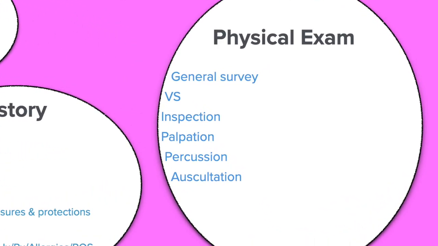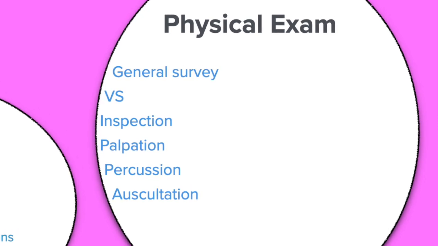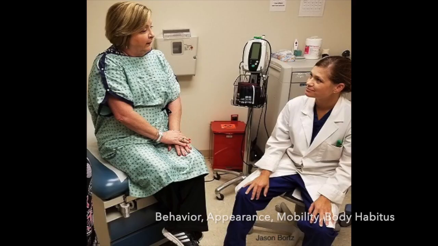Let's move on to the physical exam. At the beginning of your physical exam, do a good general survey. What does this person look like and how do they seem? Think of the broad categories of behavior, physical appearance, mobility, and body build.